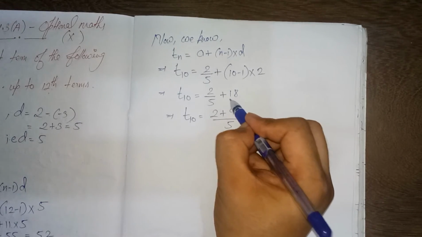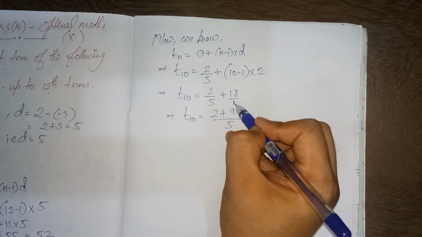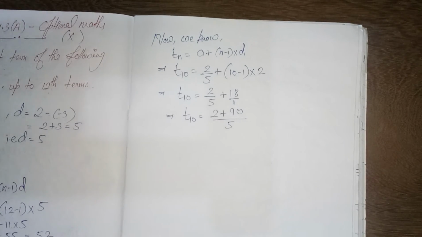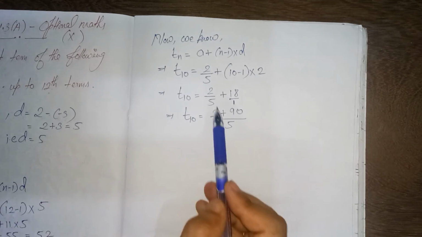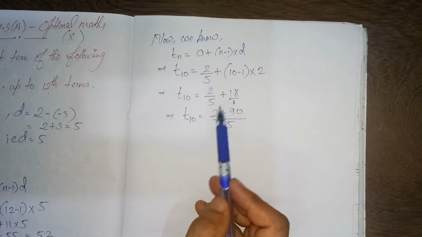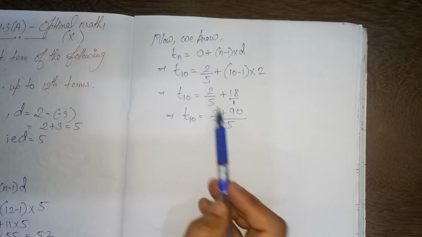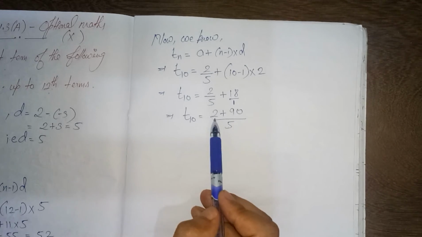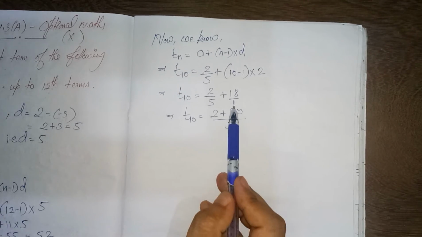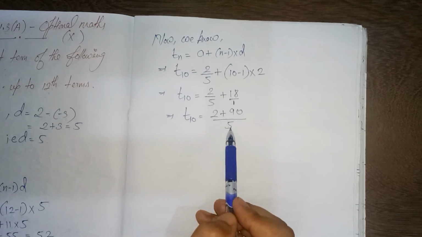In case you do not know, this is 18 by 1. If the denominator of a number is not given, then you have to assume it is 1. Now if we take the LCM of 5 and 1, it is 5. 5 divided by 5 is 1, and 1 multiplied by 2 is 2. 5 divided by 1 is 5, and 18 multiplied by 5 is 90.